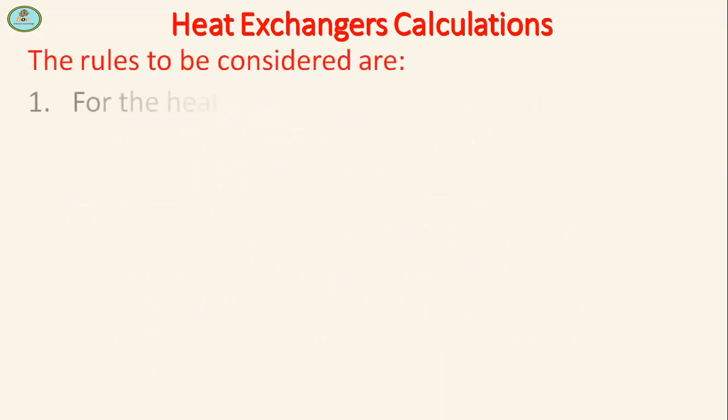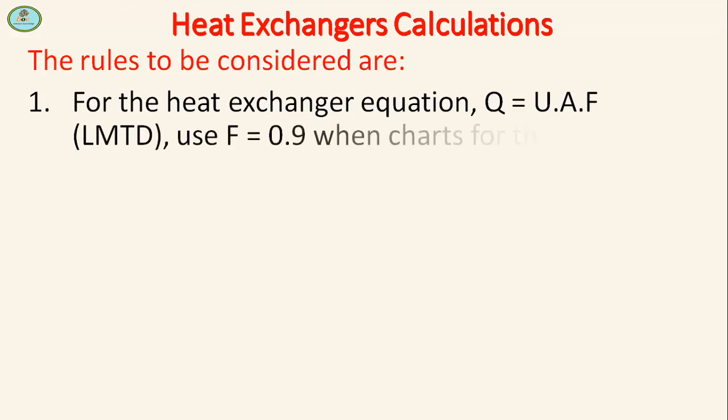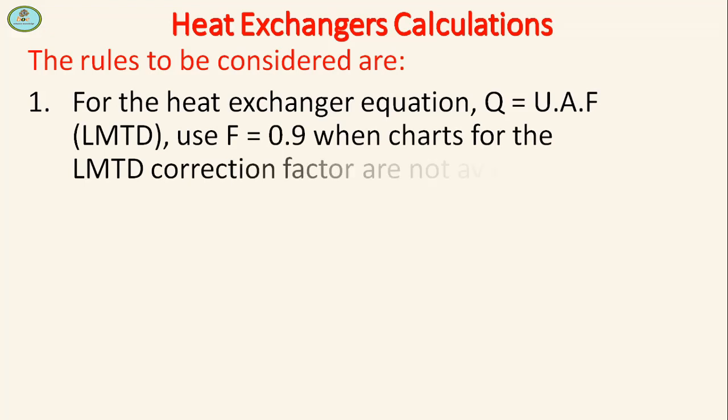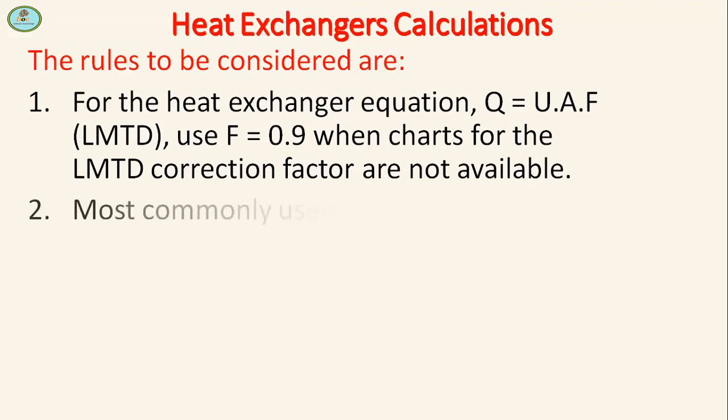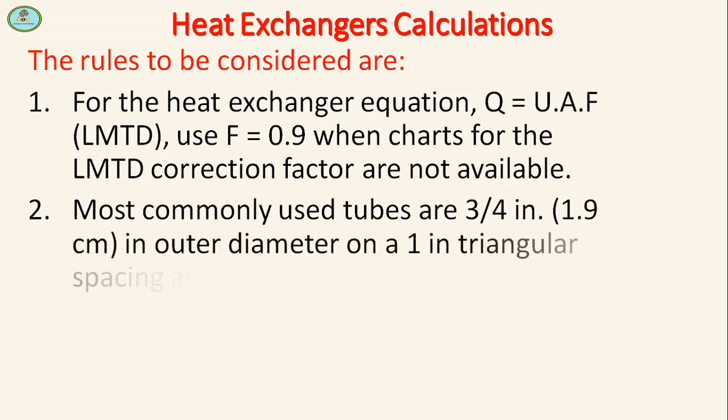First, for the heat exchanger equation Q equals U A F LMTD, use F equal to 0.9 when charts for the LMTD correction factor are not available. Second, the most commonly used tubes are 3/4 inch (1.9 cm) in outer diameter on a 1 inch triangular spacing, 16 feet long.